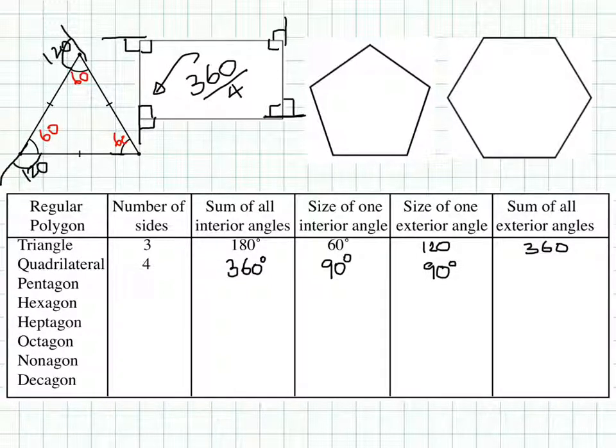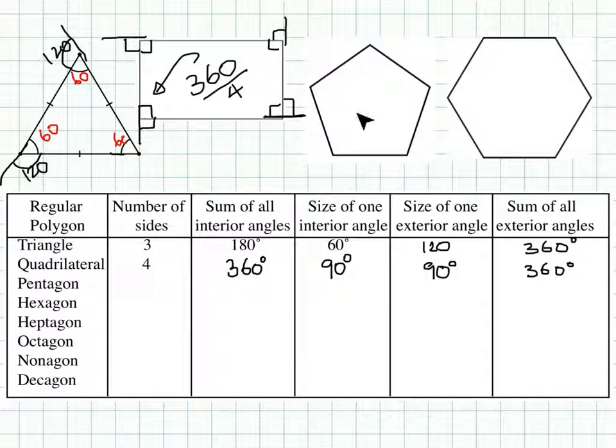And last of all, when I add up my 4 exterior angles, 1, 2, 3, and 4, it gives me, again, 360 degrees. All right, I know what you're thinking. You're probably starting to make some assumptions, but don't start making the assumptions yet. Let's do a little bit more work first.